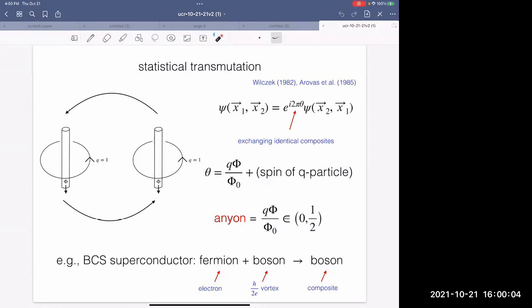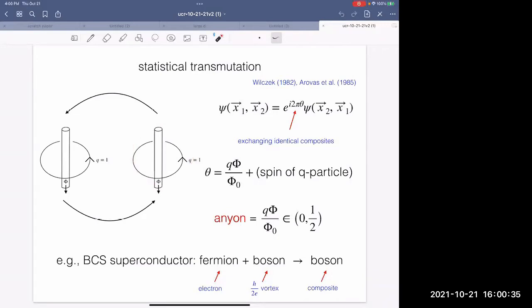So an anyon now is simply a reflection of the fact that this flux phi going through this tube can in principle be anything you want. So when this ratio Q capital phi over the flux quantum phi naught is between 0 and 0.5, the statistics of one of these charged flux composites is neither boson nor fermion, but something in between.